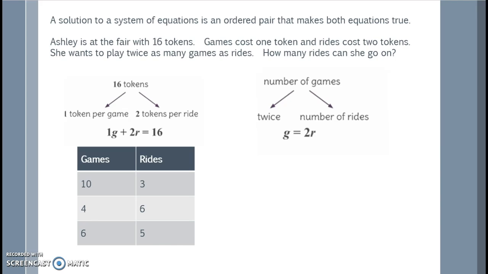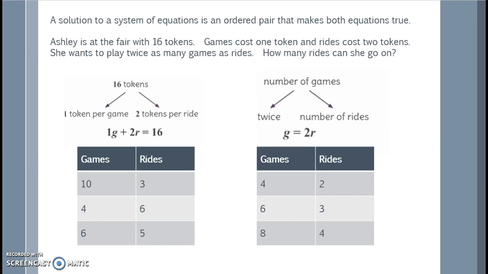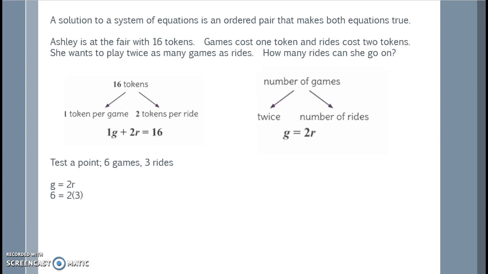Let's look at the number of games then. If we choose 2 rides, that would mean she would need 4 games. 3 rides would be 6 games, and 4 rides would be 8. Let's grab one of these and use it as our test point to see if it can satisfy both conditions.